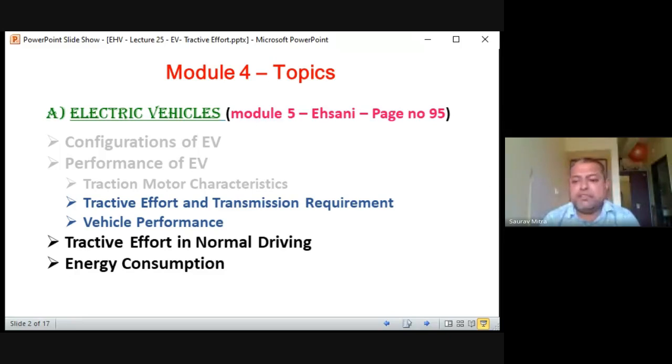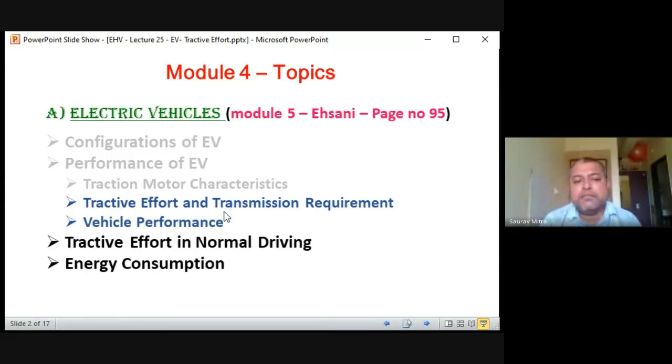Then comes tractive effort for normal driving. Whatever tractive effort we have discussed previously, what happens in normal driving? There are mainly two cases. One is stretched for performance, like when we are climbing a hill. At that time, a huge amount of power is required. So those are special cases. But here it is tractive effort in normal driving.